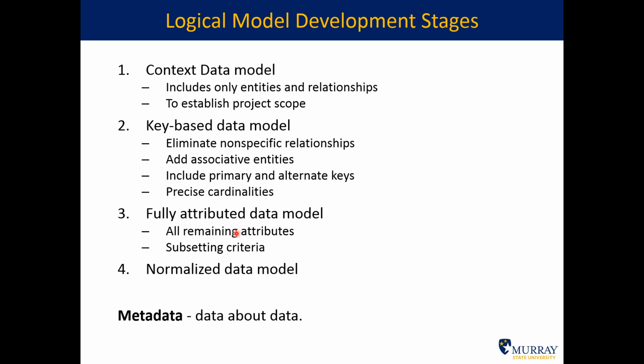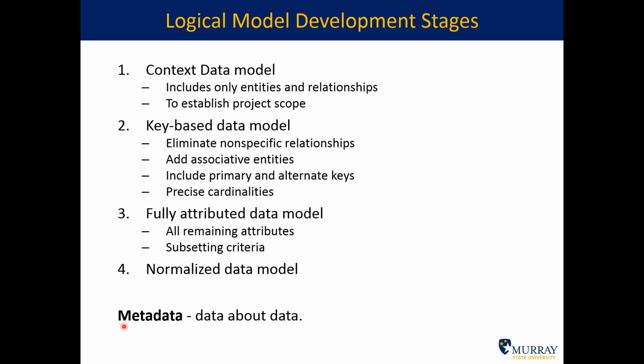In step number 3, you create full attributed data model, which means that you add all remaining attributes to the entities that you have as a result of step 1 and step 2. And then during step 4, you normalize data model. In other words, you make sure that your data model is good, scalable, non-redundant, and this is something that we're going to talk about in our next video presentation. So normalization is the last step.